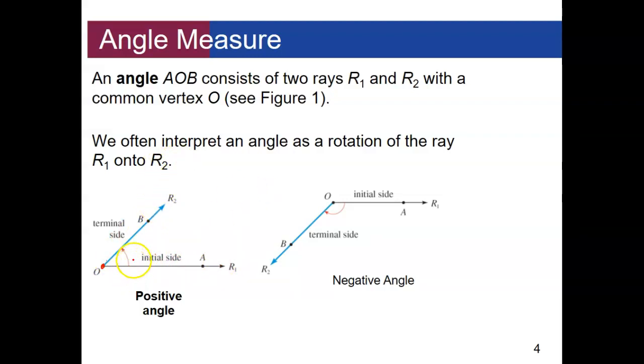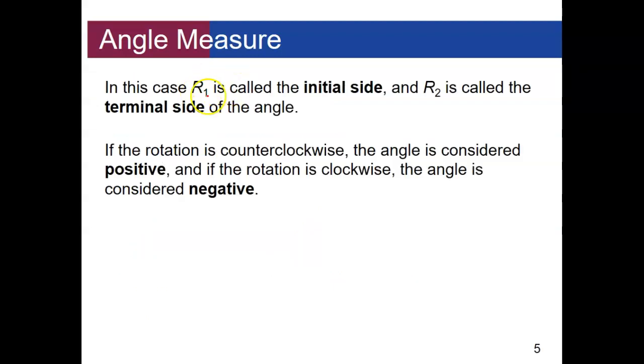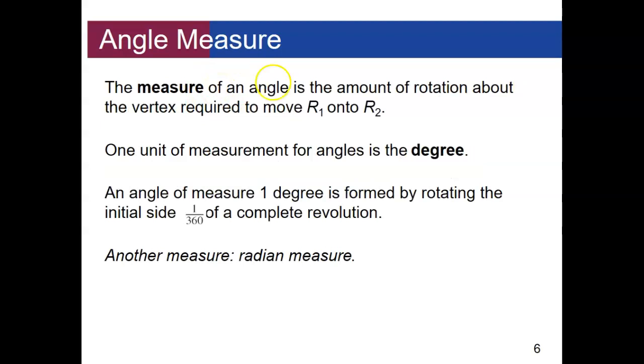So we can have a positive angle that goes counterclockwise. We can have a negative angle that goes clockwise. And some of this is going to be review, so just bear with me that we're going to go through a few things that you may already be familiar with. So the measure of an angle is the amount of rotation about the vertex to move R1 onto R2.